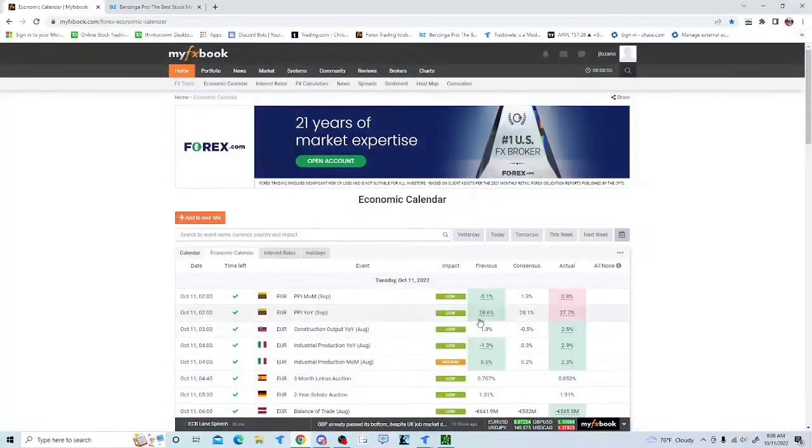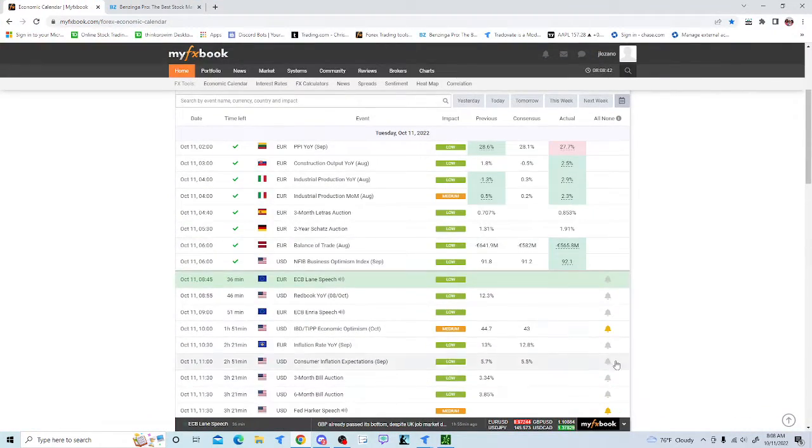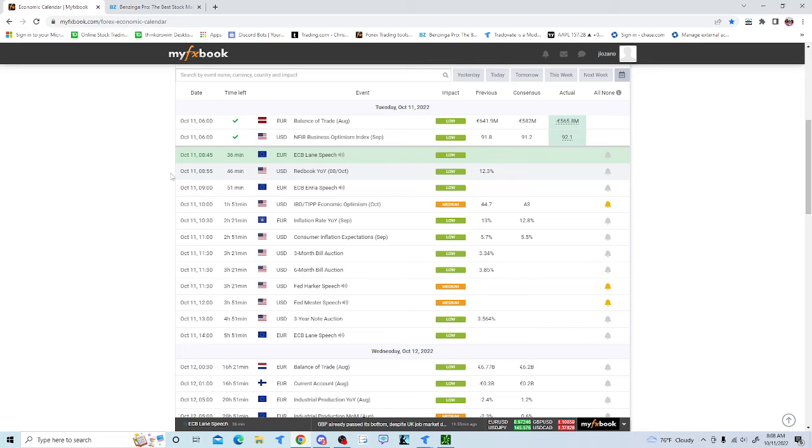Let's jump over to the economic calendar real quick. We should have done that first. I already did it this morning. I apologize for not starting out with that. This is what you want to do as soon as you come to the table. What do we have up on deck? We have Harker and Mester's speeches today.